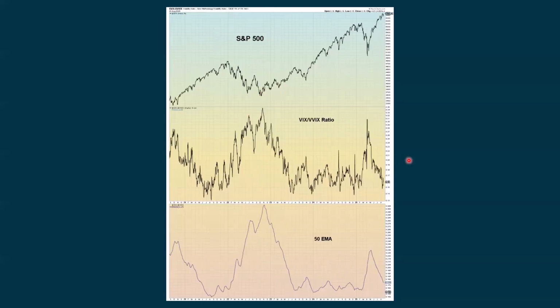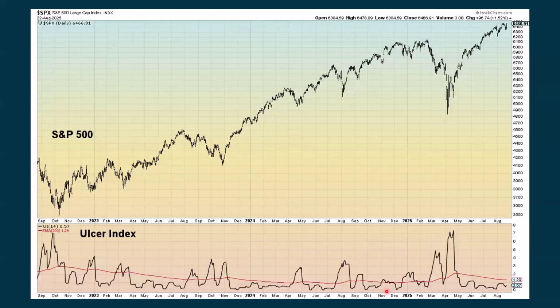We look at the VIX, and then there's a thing called the VVIX, or volatility of the VIX, and do a ratio. And in the context, as we've been going up with the S&P, this ratio has been going down. It's still continuing to go down, and that's positive. We look at the Ulcer Index, another sentiment gauge. It's not really going up. When we see a lot of fear in the market is when the Ulcer Index goes up. We're still below the moving average.